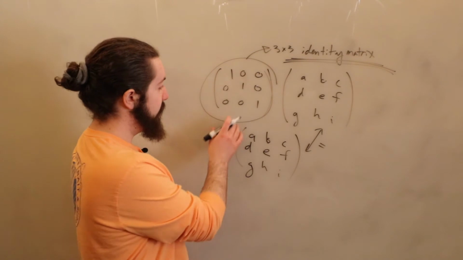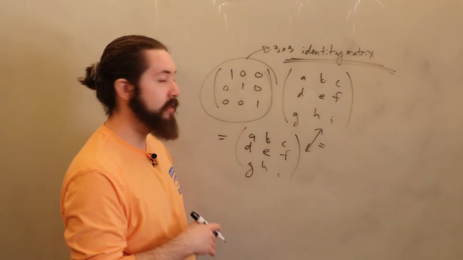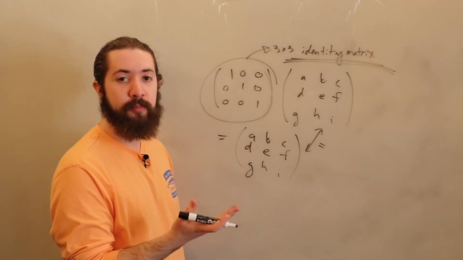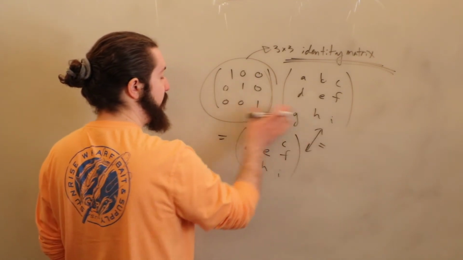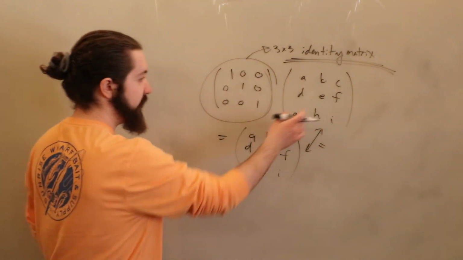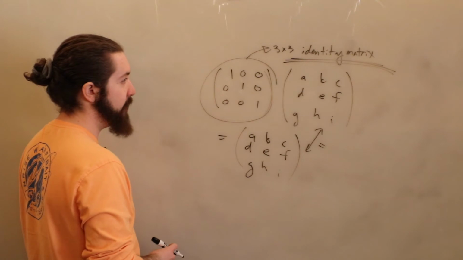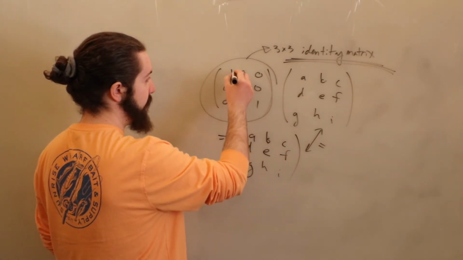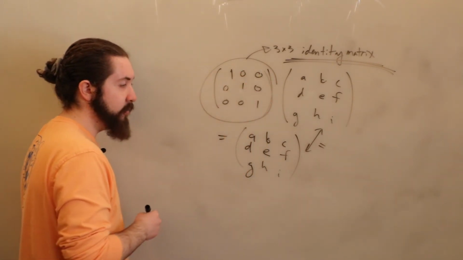In fact, the parallels between this matrix and the number 1 in just normal algebra are pretty strong. And this will be true no matter which way you multiply it. Suppose you multiplied it on the right, you'll still get back this matrix. So this is the n by n identity matrix. It's always a square matrix with 1s on the diagonal, the main diagonal here, and 0s everywhere else.